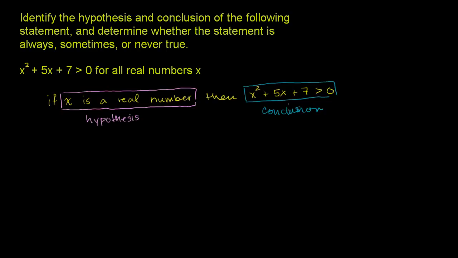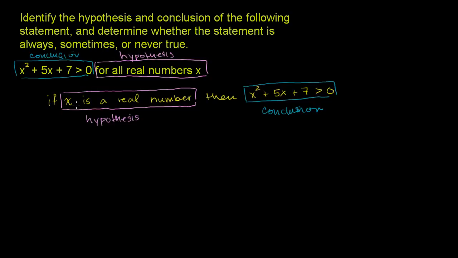We could have labeled this too. The conclusion here is this statement right here. That is what you conclude if x is a real number. So you could say for all real numbers x, that is the hypothesis. Either way you want to do it, it's always easier to write it as an if-then statement. Now, the more interesting question is whether this statement is always, sometimes, or never true.